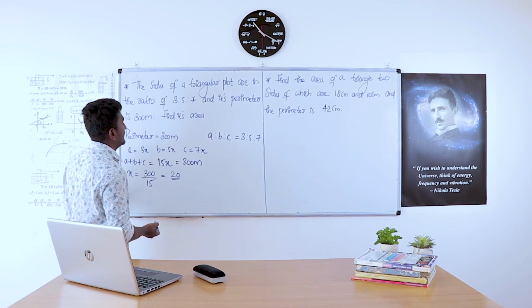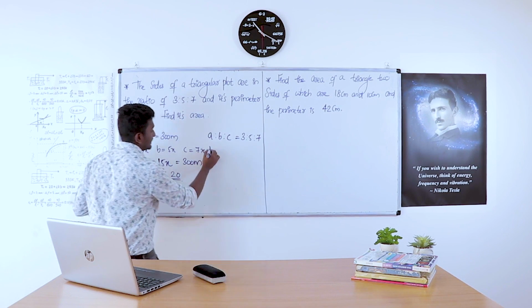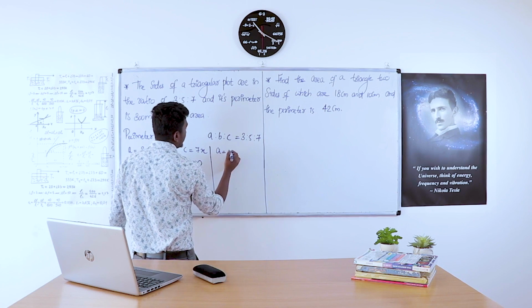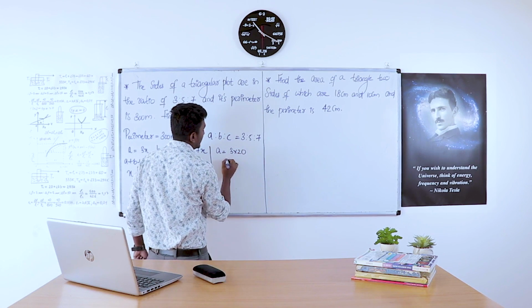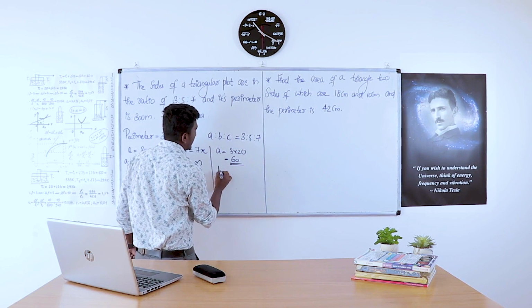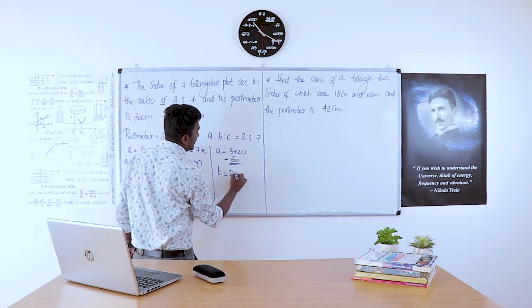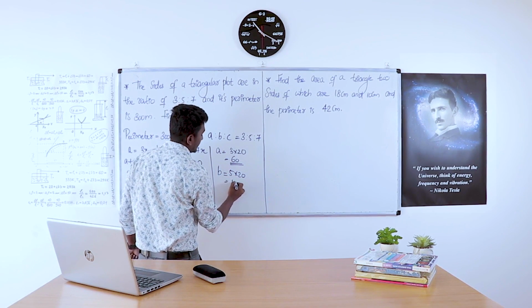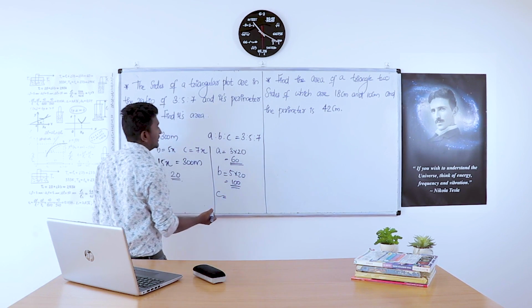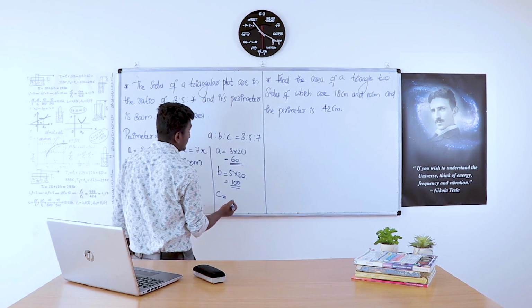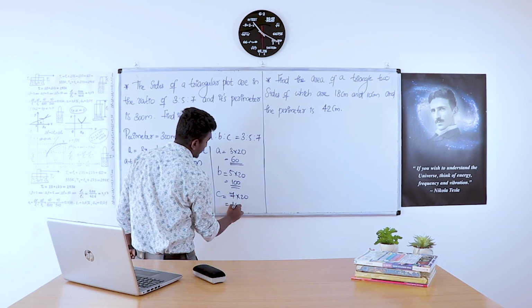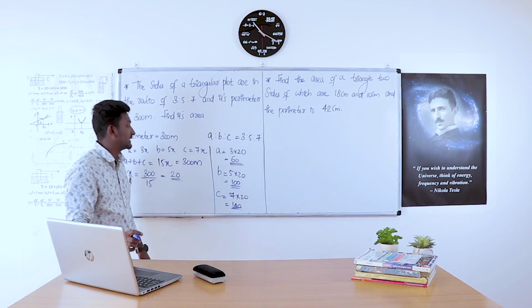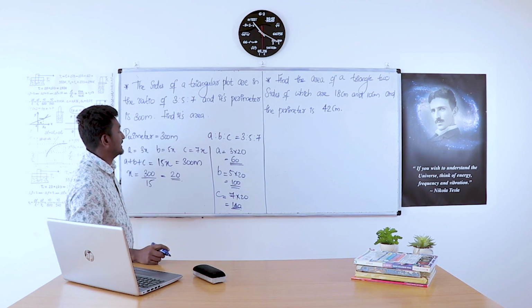x is 20. So now we can write A is equal to 3 into 20, since A is taken as 3x. Therefore, 3 into 20, 60. Then B is equal to 5 into 20. That is 5x, which is equal to 100. Then C is equal to 7 into 20, that is 140. Now we got all the three sides as A is equal to 60, B is equal to 100 and C is equal to 140.